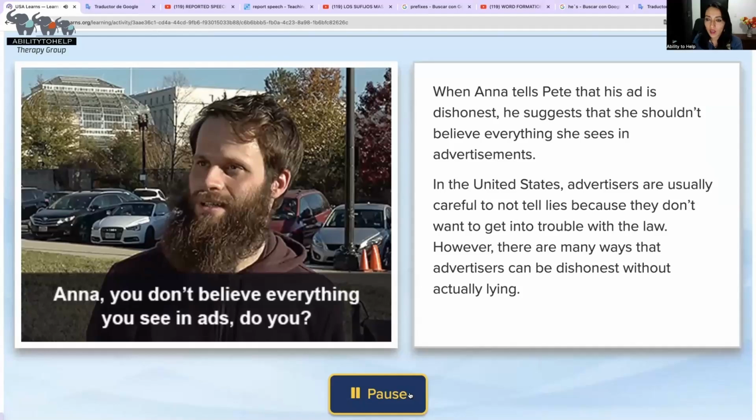When Anna tells Pete that his ad is dishonest, he suggests that she shouldn't believe everything she sees in advertisements. In the United States, advertisers are usually careful to not tell lies because they don't want to get into trouble with the law. However, there are many ways that advertisers can be dishonest without actually lying.